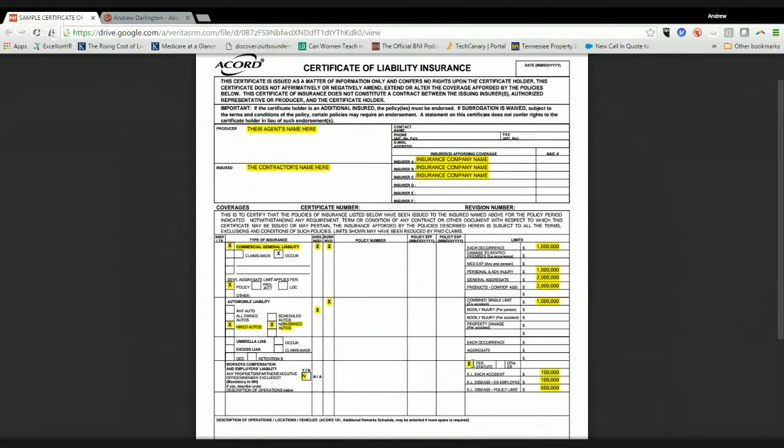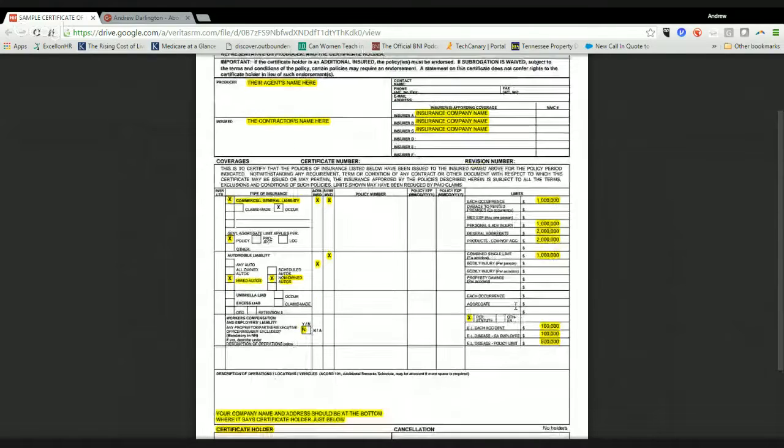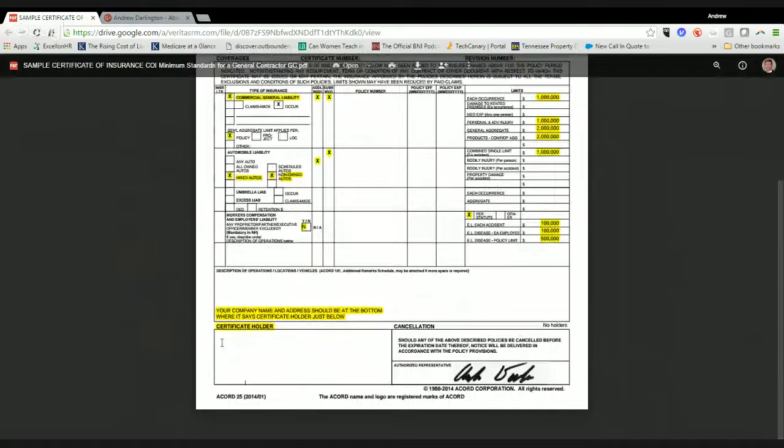The other thing you want to see is per statute there, which they should have. And then you're going to have at least $100,000 per accident, $100,000 per each employee for disease, and $500,000 total. That's pretty standard. Sometimes you'll see more. Now, the last thing, you want your name here. You need to be named as certificate holder. And this also says who the additional insured is. You want that listed there.